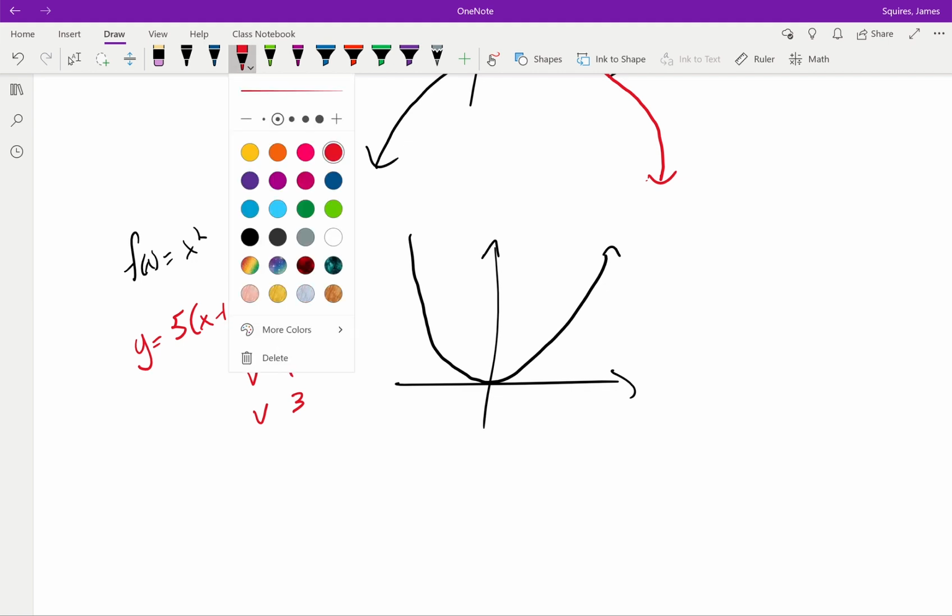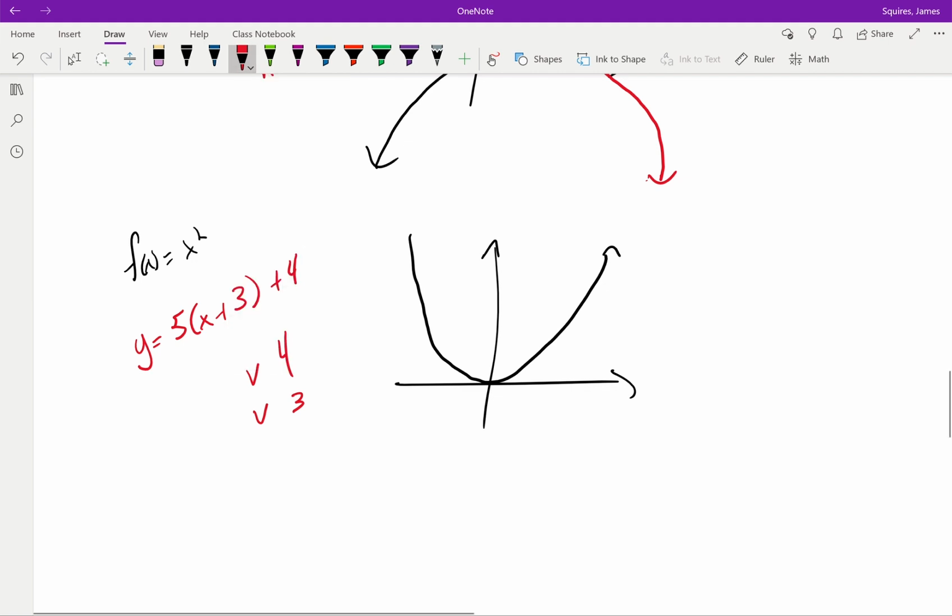So let's first do the vertical shift. We're going to shift it up 4 units. 1, 2, 3, 4. Then we're going to shift it to the left 3 units. 1, 2, 3. And then it's going to grow 5 times as fast. So it's going to be a tighter looking function. It's not going to be really wide. It's going to be really thin. So this would be y equals 5 times x plus 3, squared, plus 4.